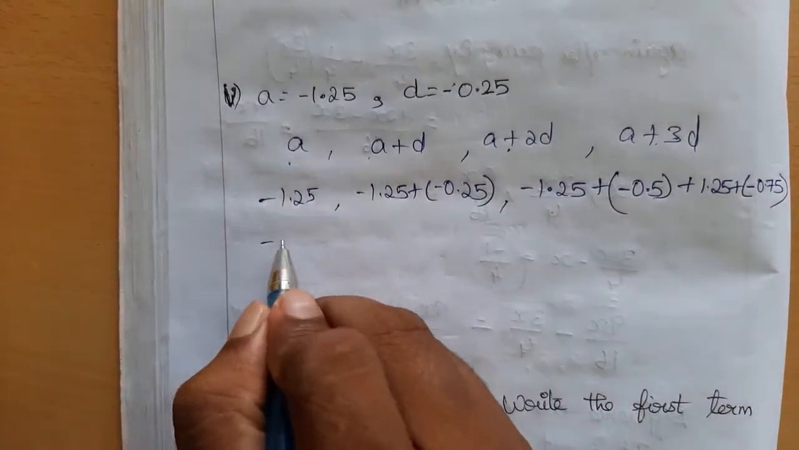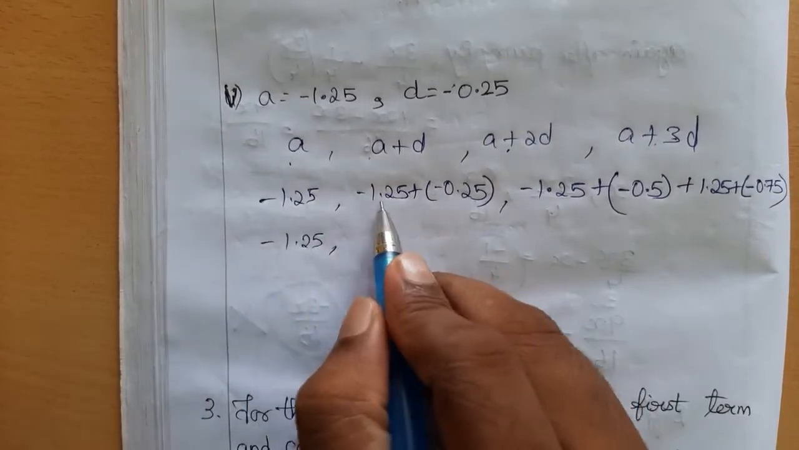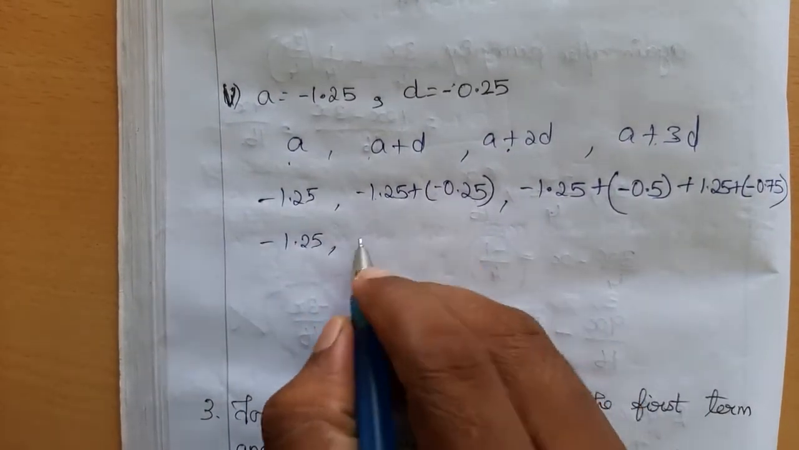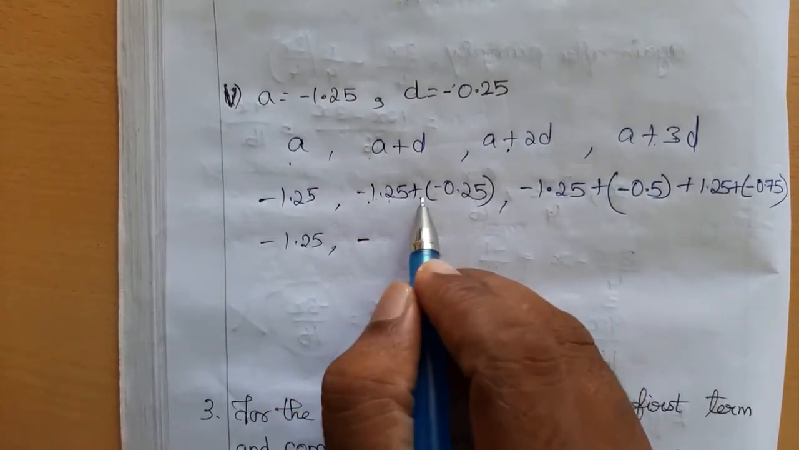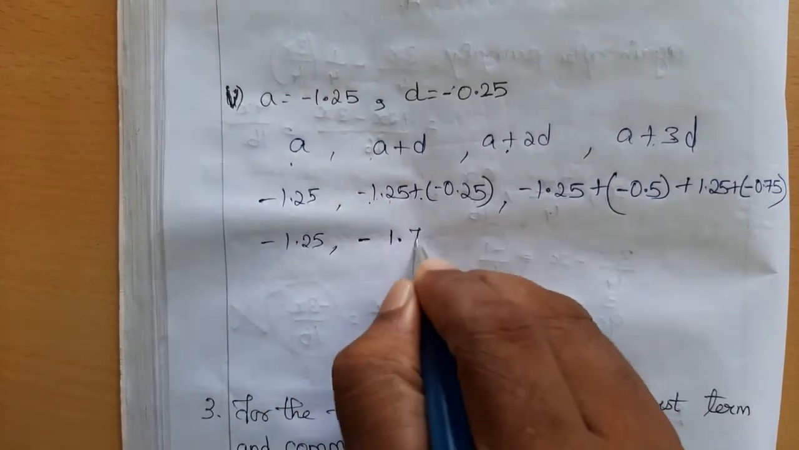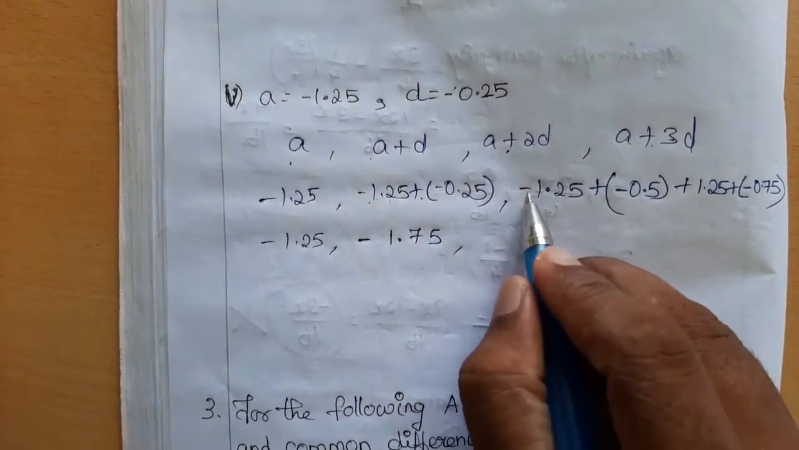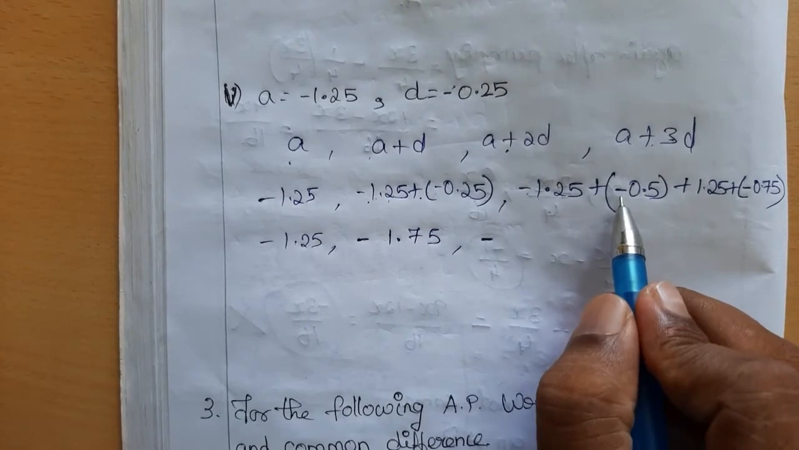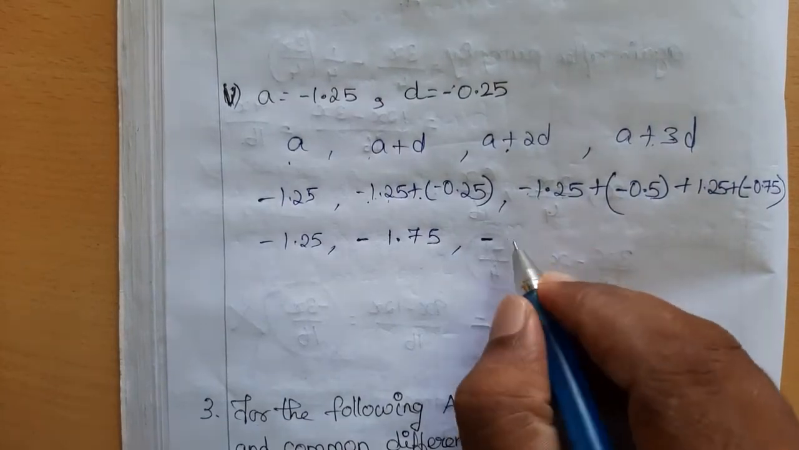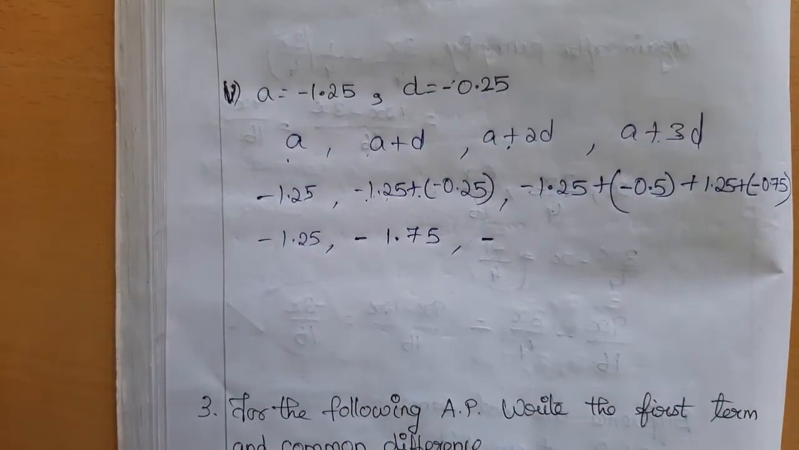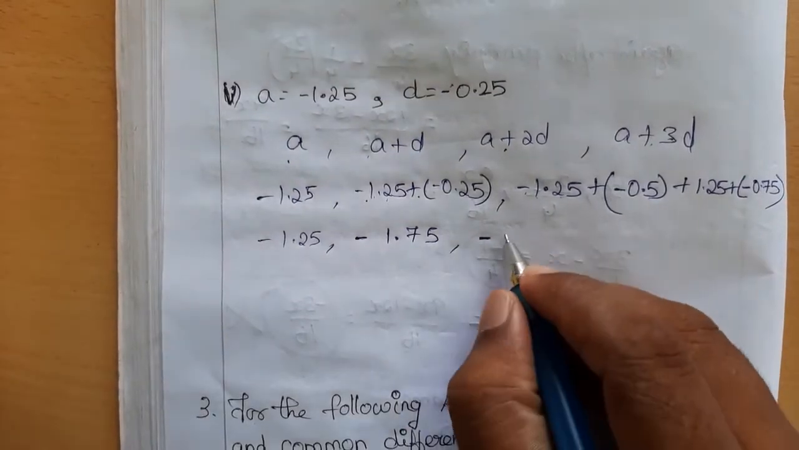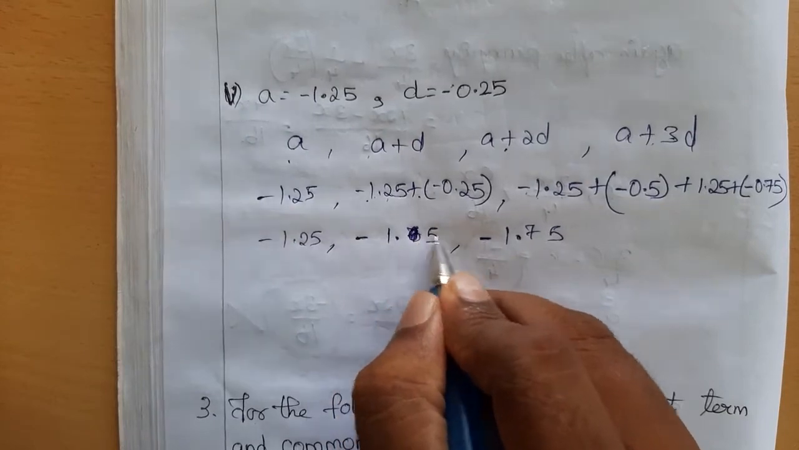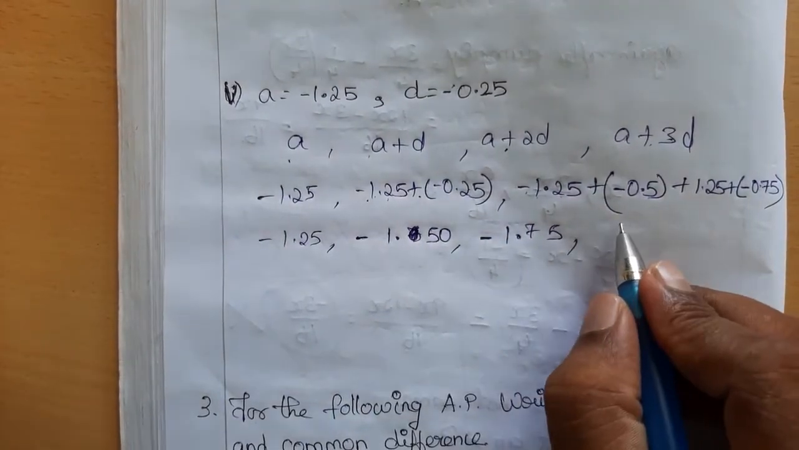Clear? So the first term is minus 1.25, and since it is minus, we have to add. So negative 1.25 plus 0.25 is 1.75, here also negative, you have to add by putting the minus sign. So 1.25 plus 0.5 is 1.75. Actually this is 2.5... 1.50, comma here.